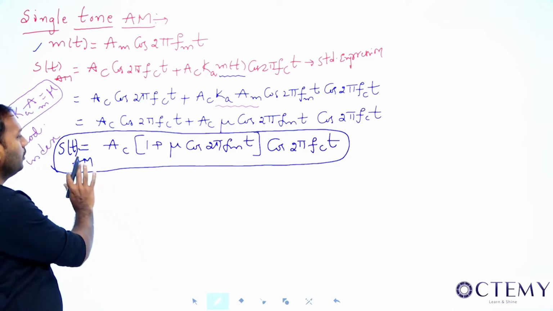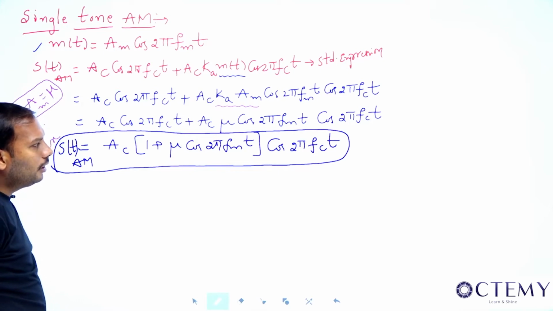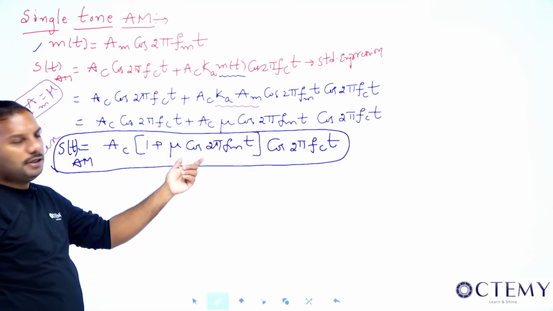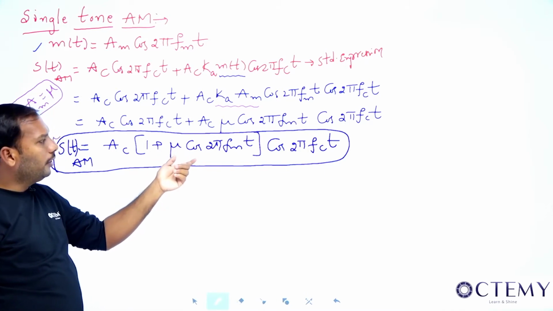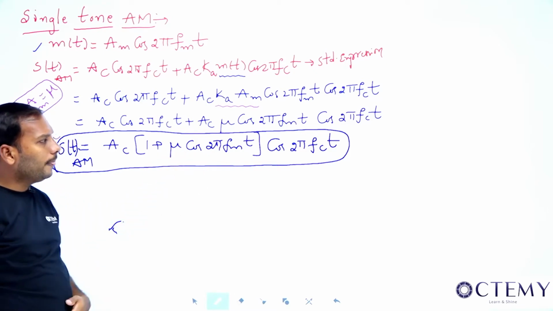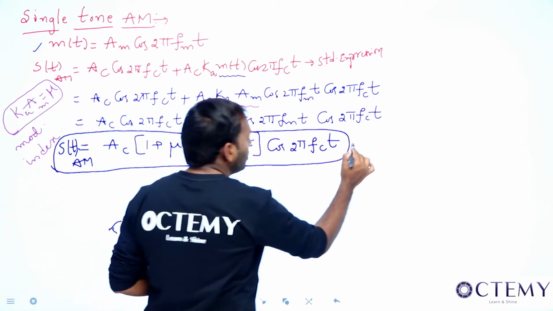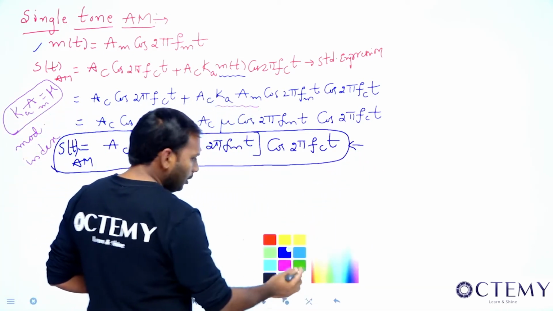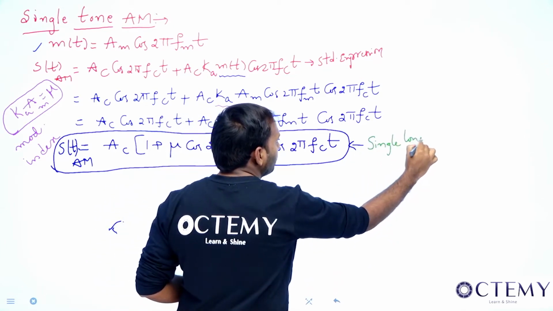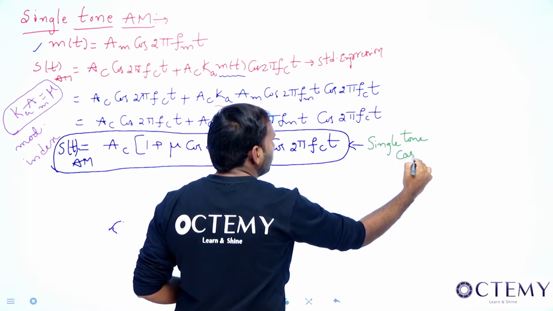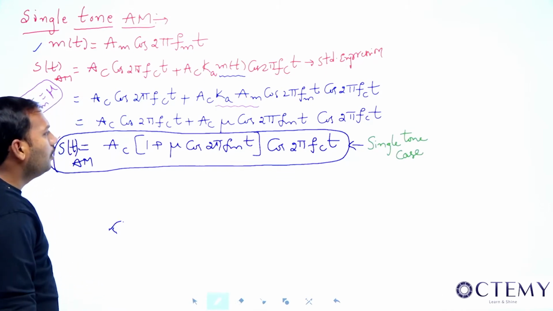In the single tone case, s of t of AM is equal to Ac into 1 plus mu cos 2 pi fm t. Actually it was Ka m of t previously, but Ka into Am is mu, so mu cos 2 pi fm t whole into cos 2 pi fc t. So this is the standard expression of AM in the single tone case.